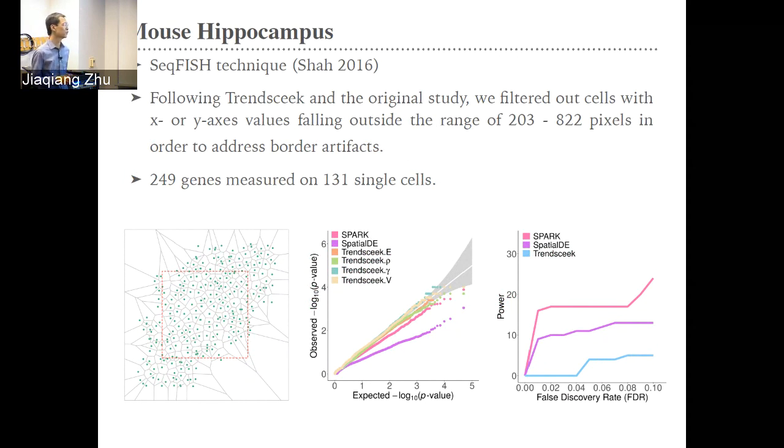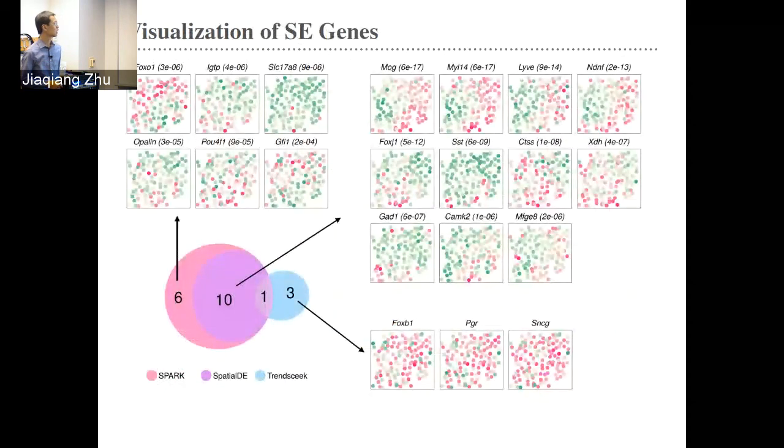And from the permutation, we can see that SPARK and SpatialDE produce well-calibrated type 1 errors, and SPARK is also, again, the most powerful among these three. At a 5% FDR, SPARK can identify 70 genes, and SpatialDE identifies 11. All those 11 overlapped with SPARK, and trendsceek identified 4 genes with only one overlapped with the previous two methods.